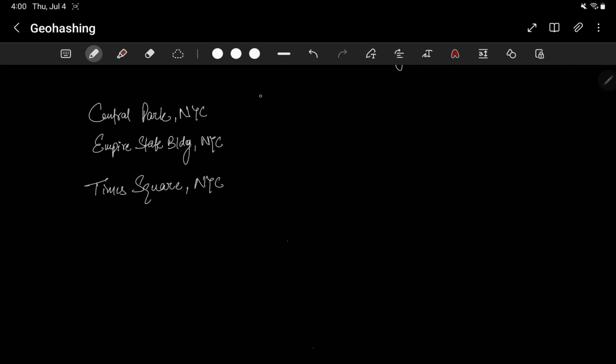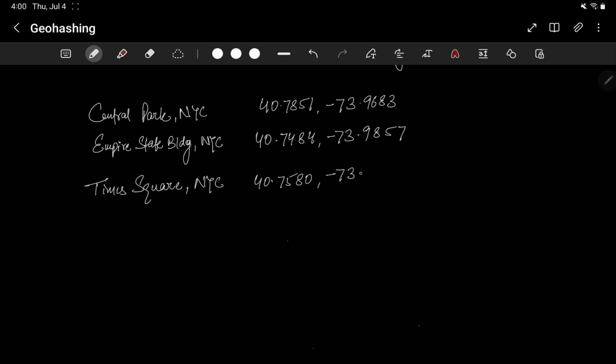Okay, let's note down their latitudes and longitudes. For Central Park, it's 40.7851, comma, minus 73.9683. Right? Here we have 40.7484, comma, minus 73.9857. Next we have 40.7580, comma, minus 73.9855. Okay. Now, as I told you, the length gives the precision.